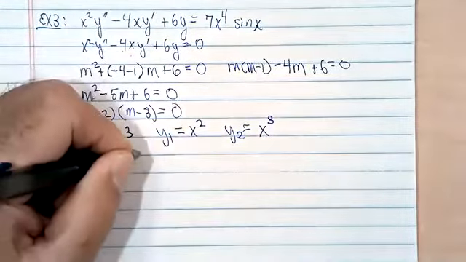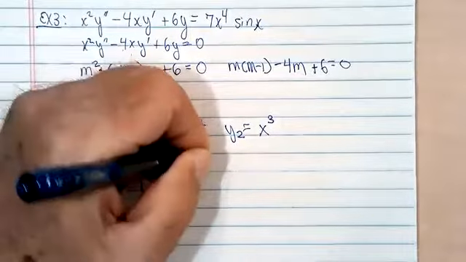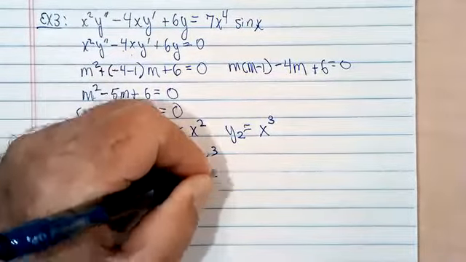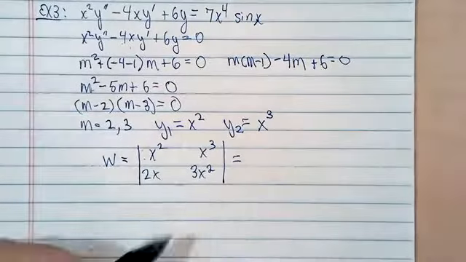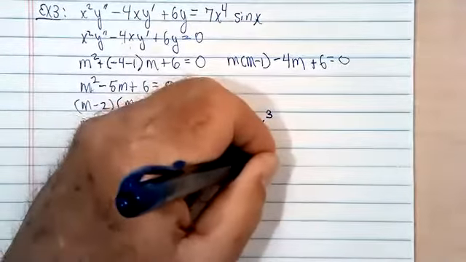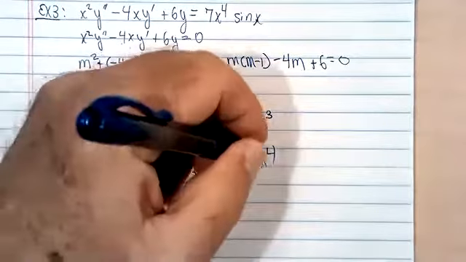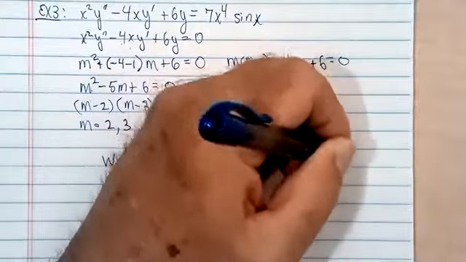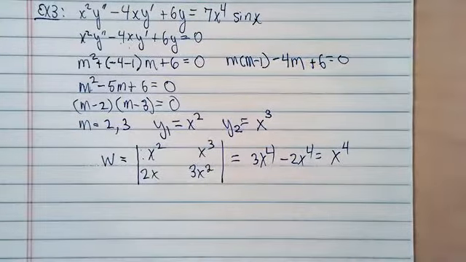And now we're going to compute the Wronskian. So I've got x squared, x cubed, 2x, 3x squared. And down this diagonal, I get 3x to the 4th. Subtract this product, 2x to the 4th, equals 1x to the 4th. That's a pretty nice Wronskian. So looking good.